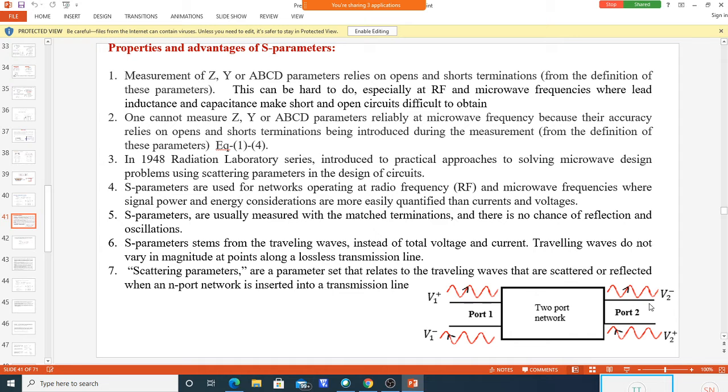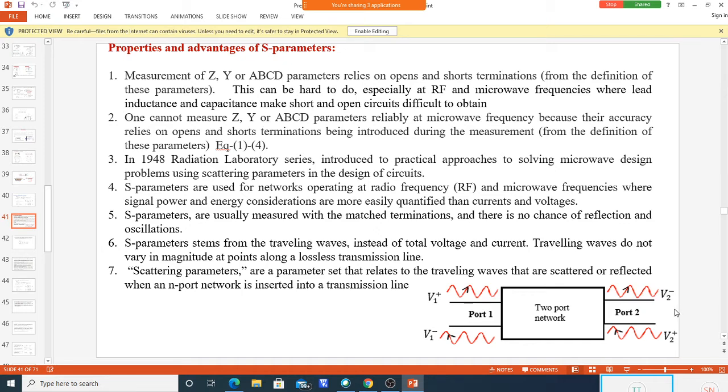So at RF and microwave frequencies, if you put a short like a small piece of wire, it doesn't behave like a simple short circuit. It behaves like a combination of resistance and inductor. So automatically we do not get a complete short at this position. That's why, even if you try to measure Z parameters using a short here, it may not become a perfect short, and whatever Z parameter you measure may not be the correct one.